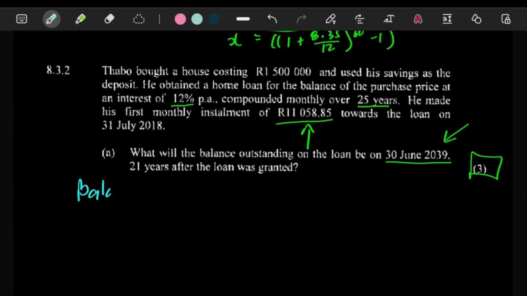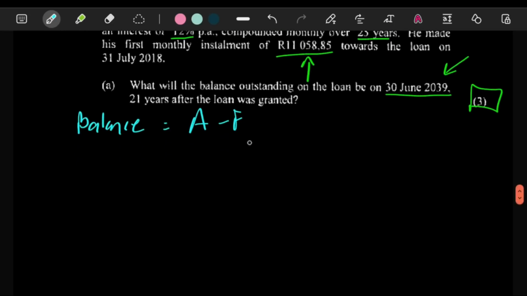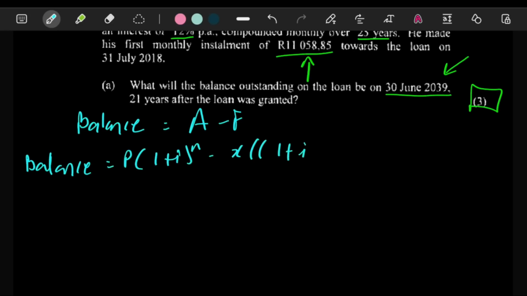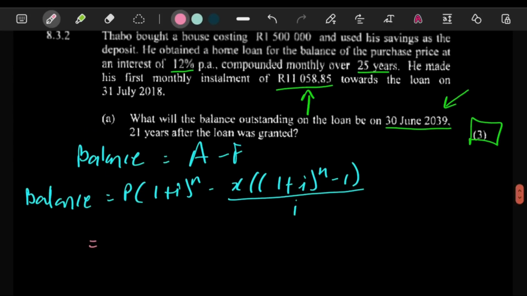Remember, the balance on any loan is always A minus F, where A is the compound interest formula and F is the future value formula. So your balance in this case is going to be equal to P(1 plus i) to the power of n, minus x times (1 plus i to the power of n minus 1), the whole thing over i. And then what is P? Remember, P is your loan, the one that you got.